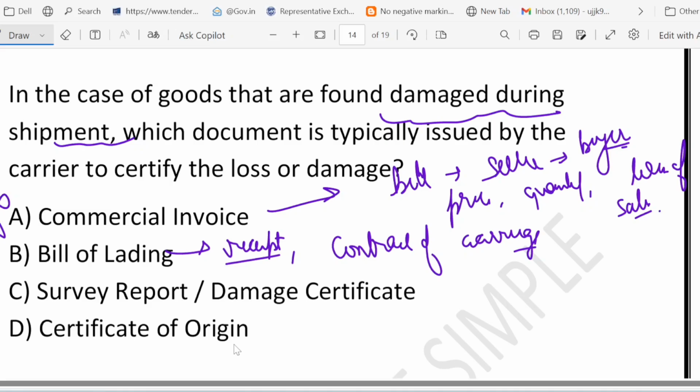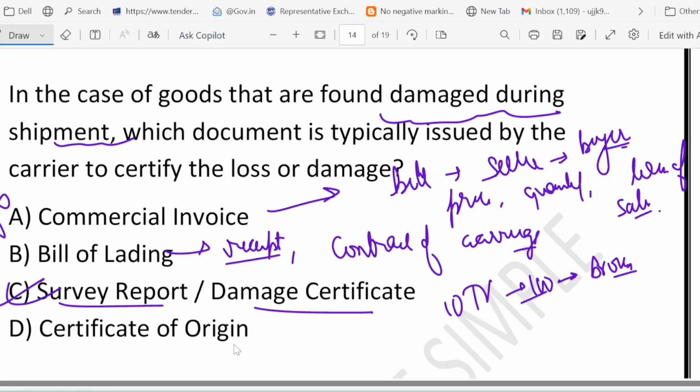What about C? Yes, this is the correct one. When goods are damaged in transit, the carrier or a professional surveyor issues a survey report and also a damage certificate. It describes exactly what was damaged and to what extent. Suppose 10 televisions out of 100 arrived broken. The surveyor will record this in the damage certificate. This document is then used for an insurance claim or for settling disputes between the buyer and seller.